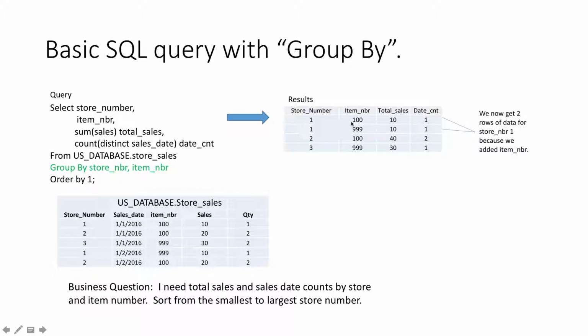So store number 1, item number 100 is on this date. Store number 1, item number 999 is on this date. So we had 2 different dates, but because we brought it back by store item, we only get a date count of 1 in this field. Again, both store number and item number need to be in the group by clause.